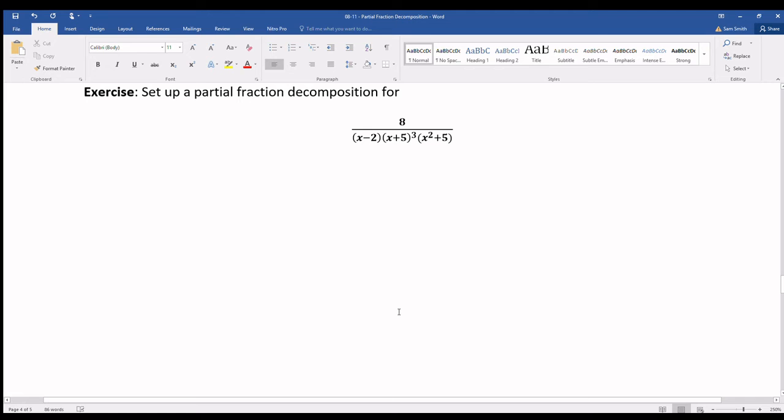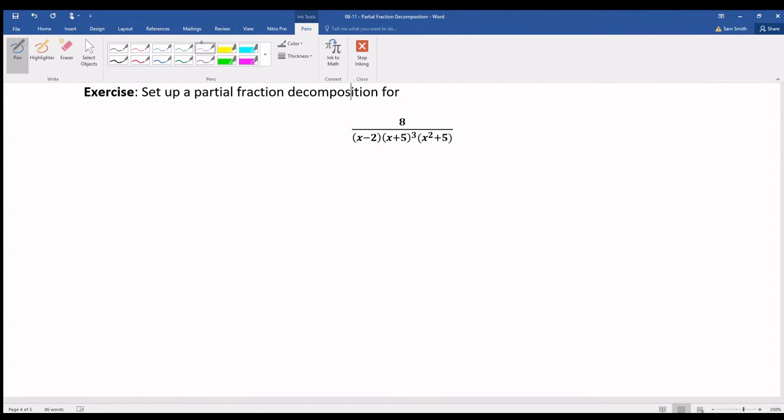So let's do a quick exercise to summarize what we do in each of the three cases that we've discussed in our previous videos for partial fraction decomposition. In this exercise, we're asked to set up a partial fraction decomposition for this rational expression, a rather complicated one. So it just says set up.